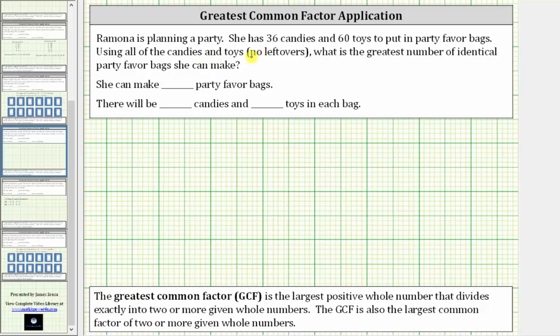Ramona is planning a party. She has 36 candies and 60 toys to put in party favor bags. Using all of the candies and toys, what is the greatest number of identical party favor bags she can make?